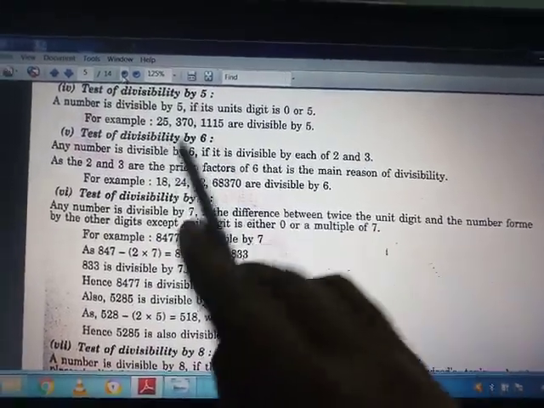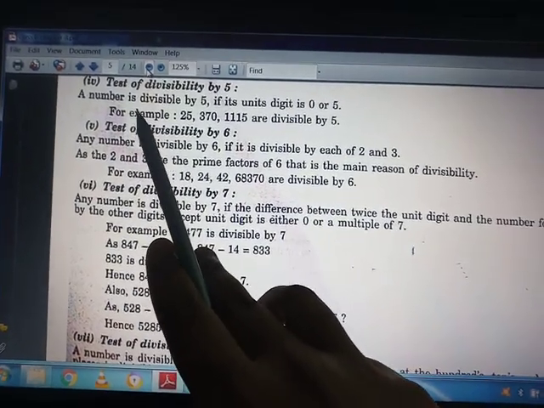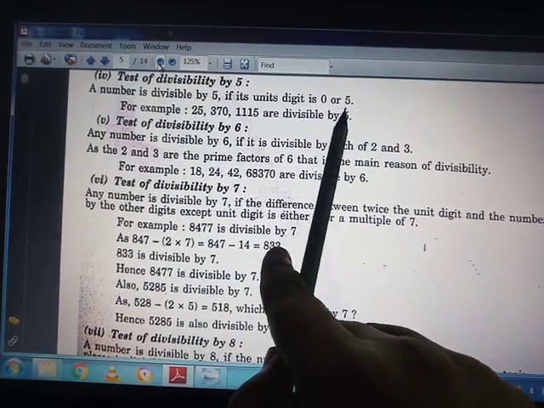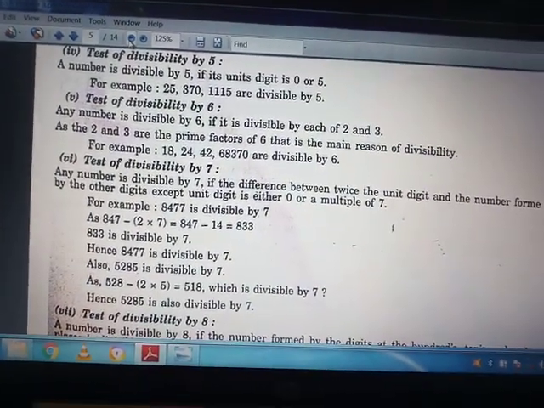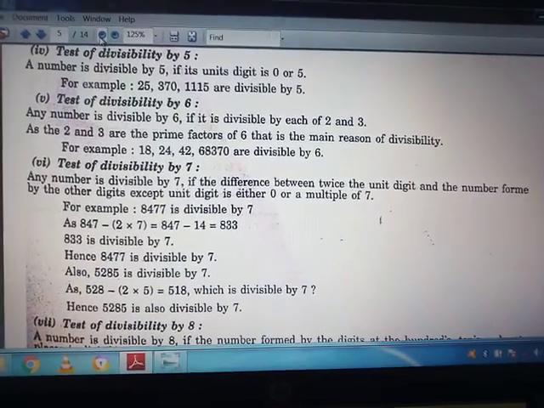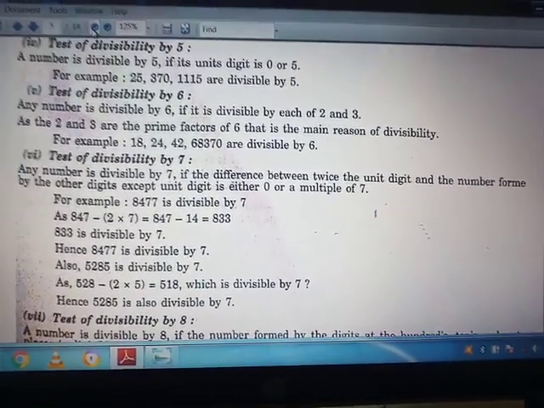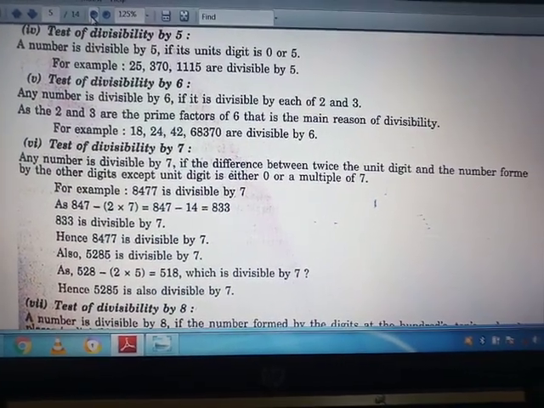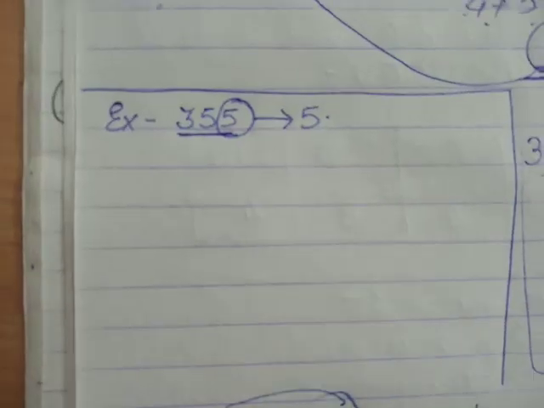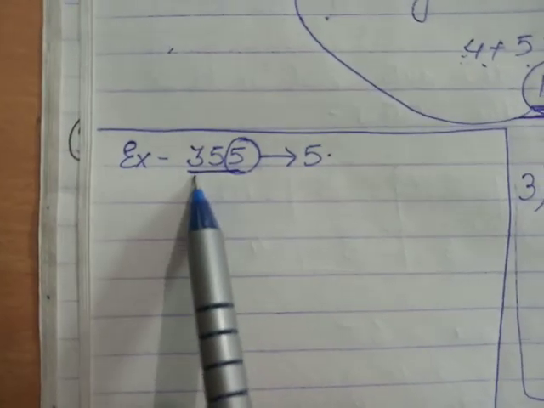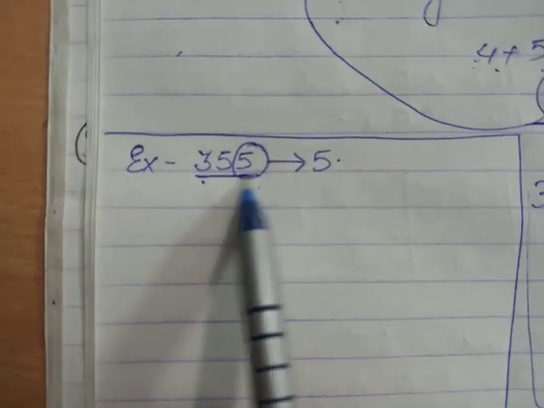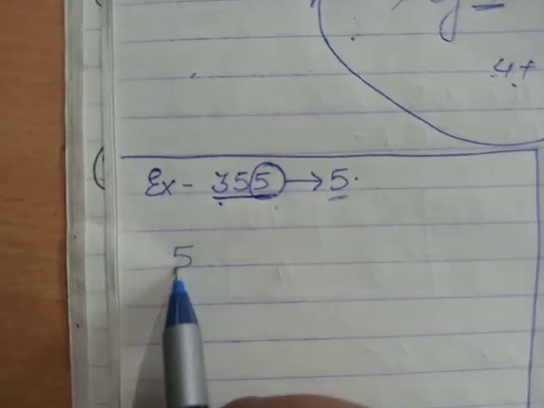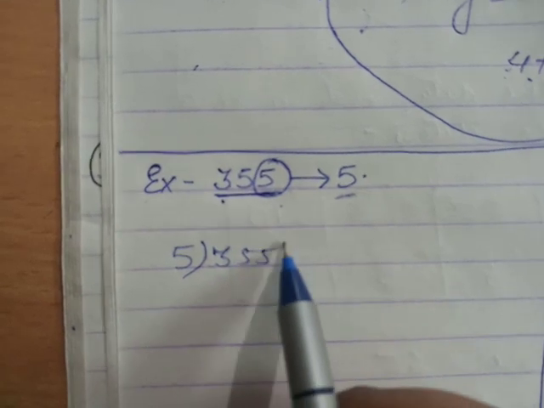Now test of divisibility by 5. You can see a number is divisible by 5 if its unit digit is 0 or 5. So let's see it with an example. Basically what it's saying, if the unit digit of any number is 0 or 5, that number will be divisible by 5. Okay, let's see with an example. Here it is 355 and its unit digit is 5. So if we divide this number by 5, it will be divisible by 5.